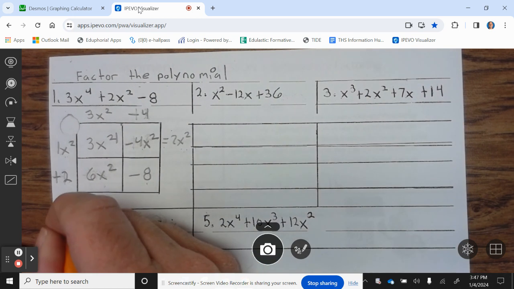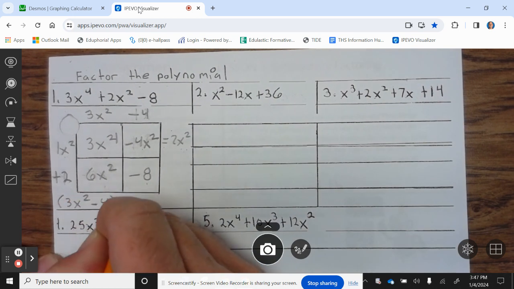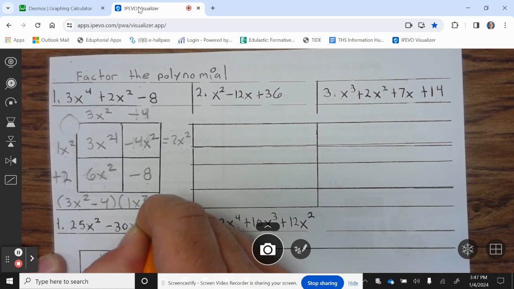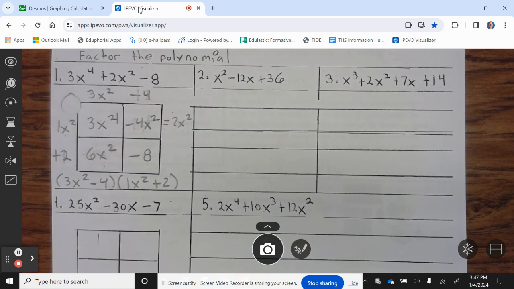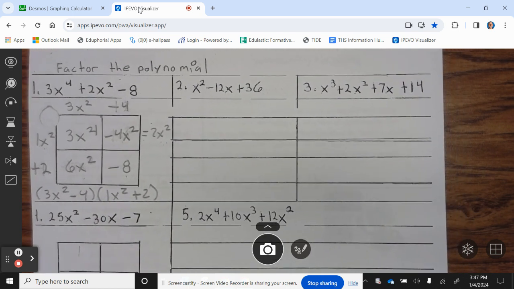So our factors are 3x squared minus 4 times 1x squared plus 2. All right, go ahead and finish that up. All right, let's take a look at number 2.